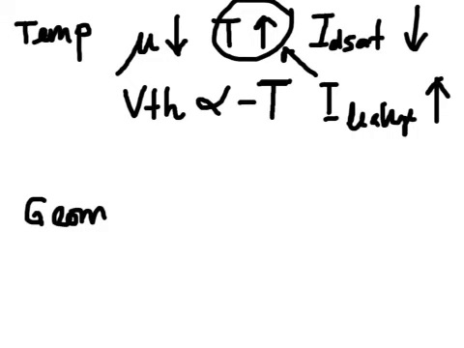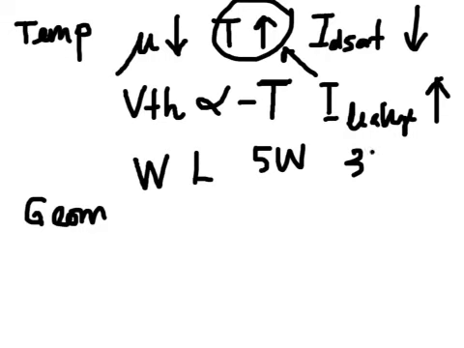And now to talk about the geometrical issues of transistors, because we have very small dimensions of width and length in transistors today, the precision at which we can fabricate these lengths and widths is not that great. So if we were to specify a transistor to be 5W and another transistor to be 3W, the ratio of these transistors may not exactly end up as 5 to 3.